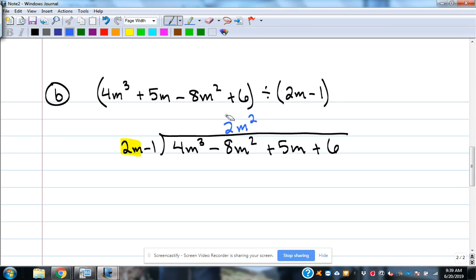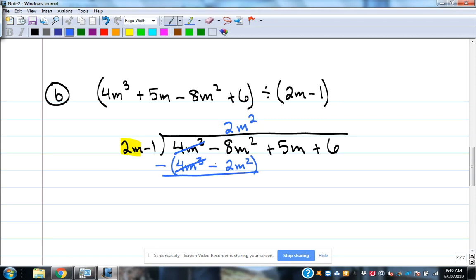Well, we gotta multiply it out, distribute it across there. And so 2m squared times 2m would be 4m to the third. 2m squared times negative 1 would be negative 2m squared. Parentheses and subtract. All right. So subtracting those, the m cubes, those should cancel out every time. If they don't, you've not got the right number up there. Okay. So those cancel each other out.